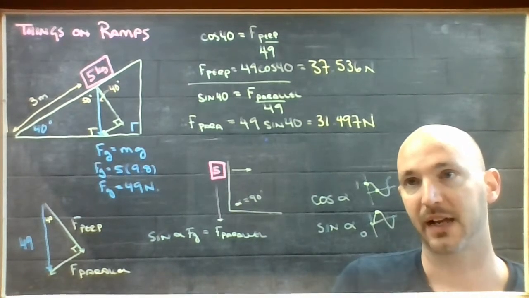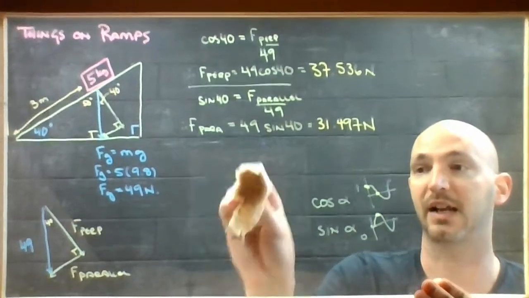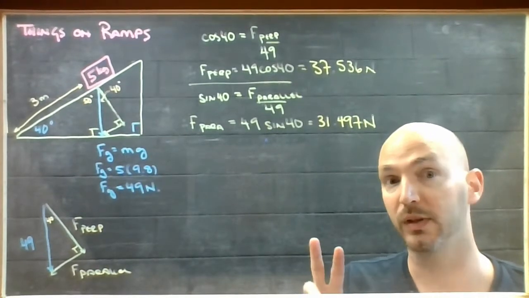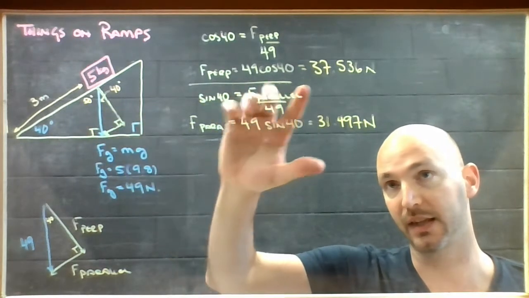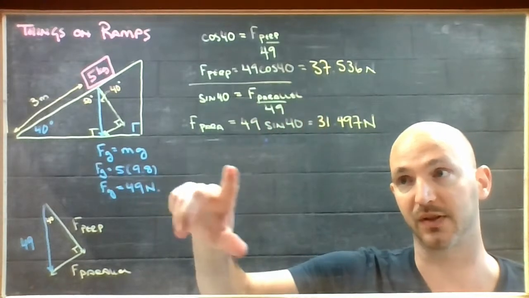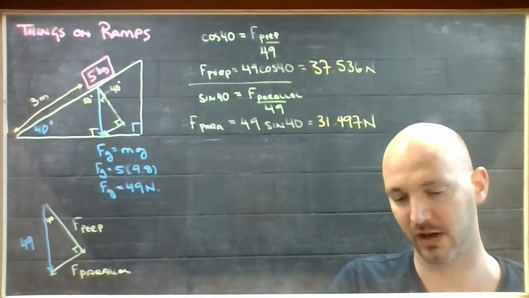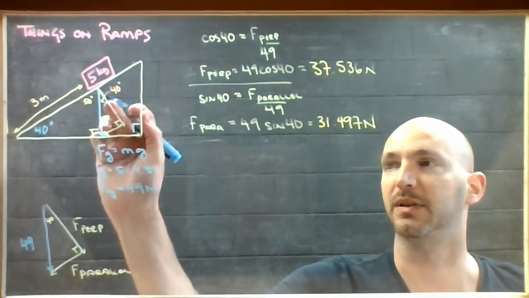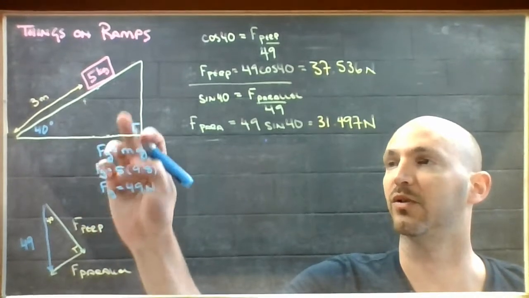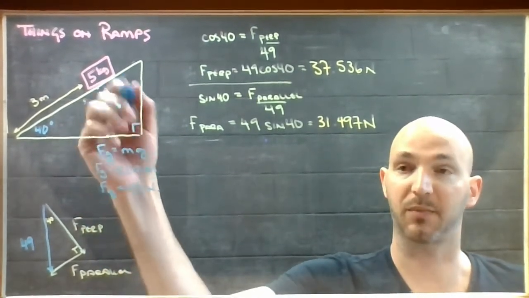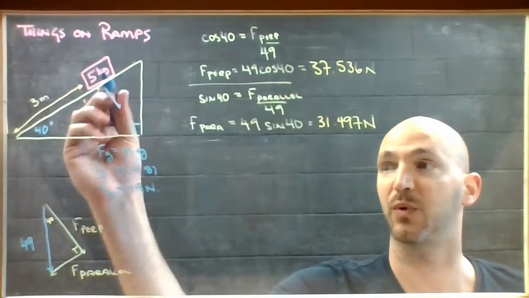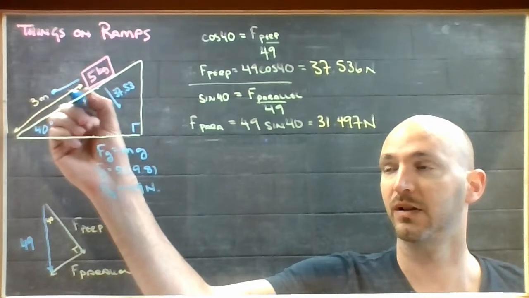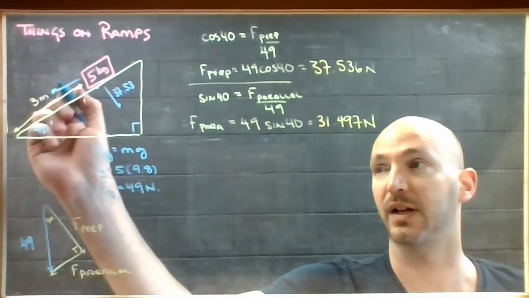So that said, now that I have a force component that's broken up, I can actually use that force component to do some calculations. So looking at this block, if there's no friction and only gravity, I've got this piece of the gravity perpendicular to the surface, and I have this piece that's parallel. So if I were to try and draw a free body diagram on this, let me erase this so that I have some clean space to draw. I have my force that's perpendicular to the surface of the ramp at 37.53 newtons. I have my force parallel to the ramp at 31.497 newtons.